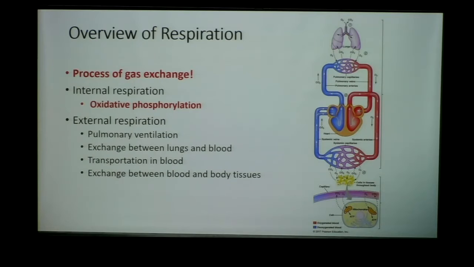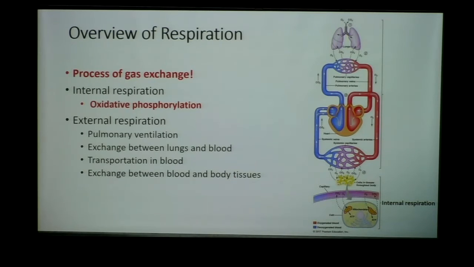Now, there are two different forms of respiration. We have internal respiration. This happens on a cellular level. This happens across the inner mitochondrial membrane. We should be familiar with this process. This involves oxidative phosphorylation, the role of oxygen as that final electron acceptor, and so on and so on. And that is respiration on a cellular level.